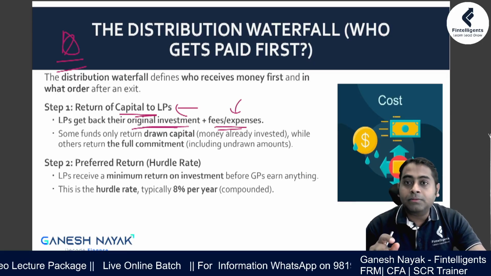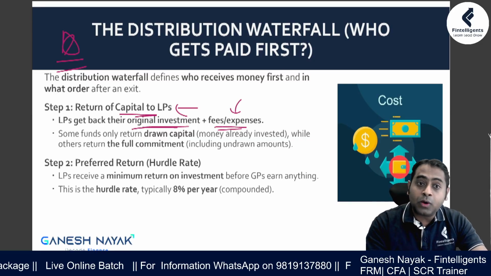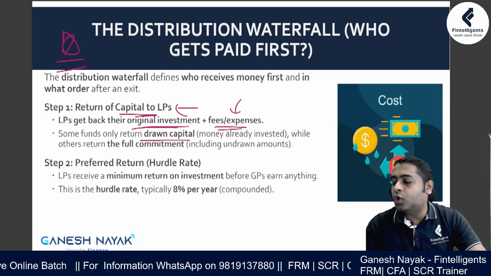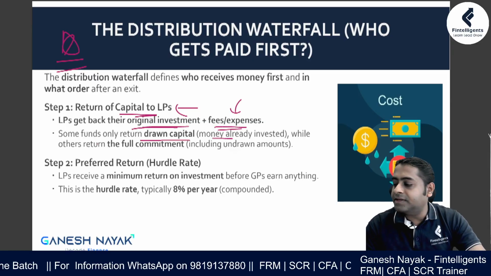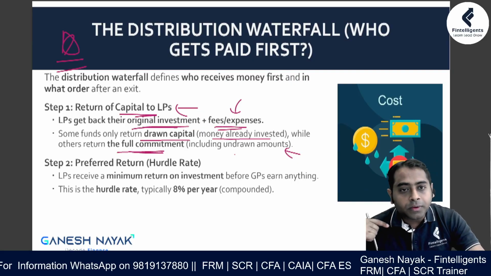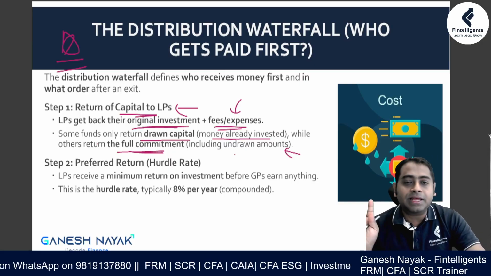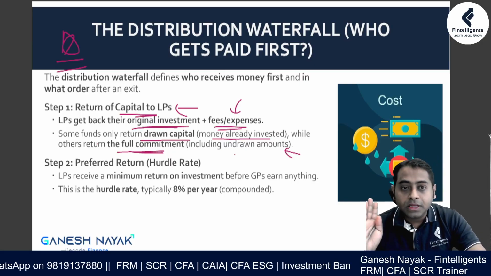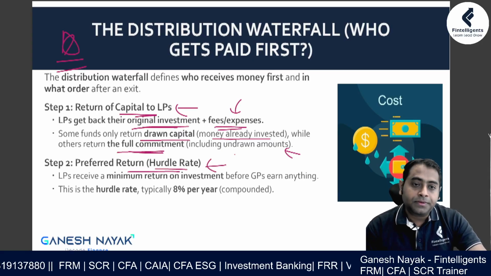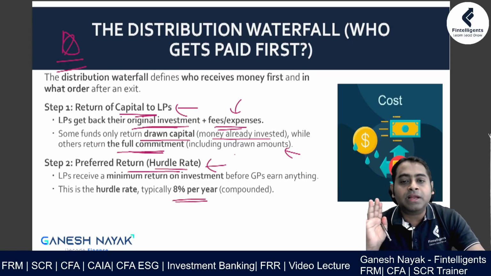Because that's not a return, that is basically an expense done by the LP on their own. So you'll have to manage that also. Some funds will only return drawn capital, money already invested, while others will return the full commitment. Now this will come later on. In simple language, whatever was the original investment done by the LP, that is going to be repaid first. Then you will calculate the return and compare it with the hurdle rate. So if the hurdle rate is 8%, then 8% has to be paid first to the LP.